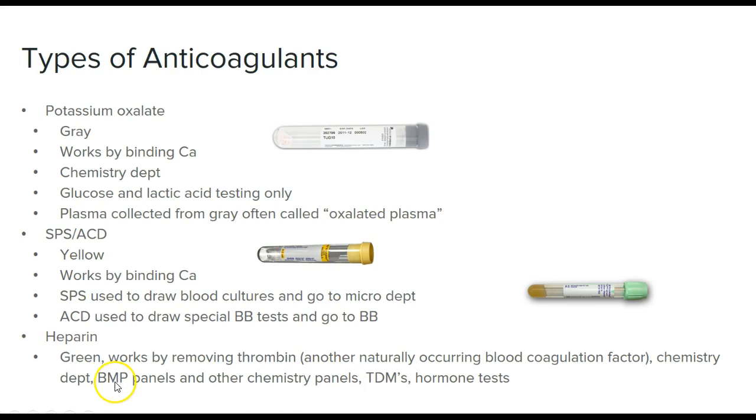They do BMP panels, which is a basic metabolic panel. And in that test is sodium, potassium, chloride, glucose, kidney function test. Also, the green tops are used for TDMs, which are therapeutic drug monitoring. This is to do levels on medications like vancomycin, phenytoin. We do drug levels on different things. And also hormone tests like HCG for pregnancy.